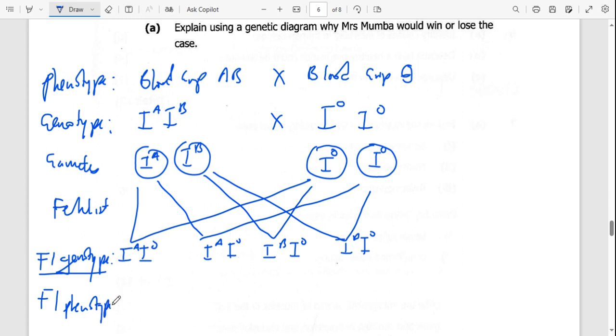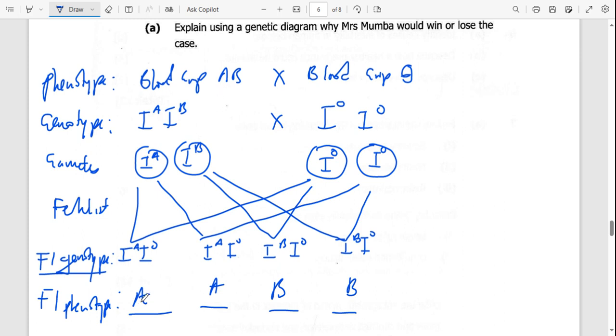What are the blood groups of the children? The first one is blood group A. So write blood group A. The second one is also blood group A. The third is blood group B. Even this other one is blood group B. So there is no chance that Mrs. Mumba can have a child who has blood group O, as the question says.